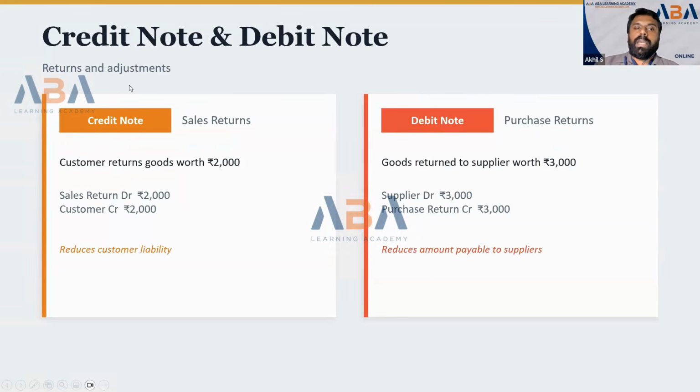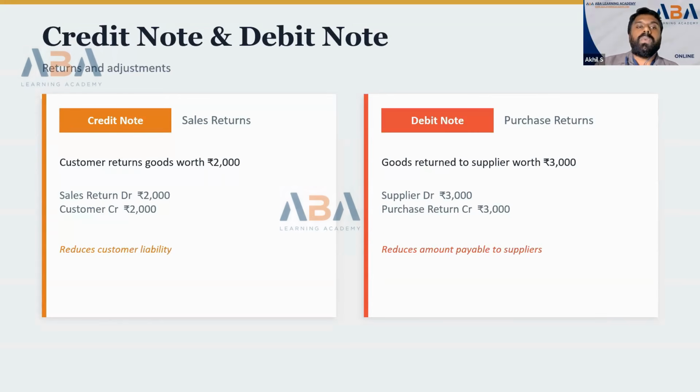The next comes debit note and credit note. It is used to post the returns and adjustments. Credit note means sales return. If you sell something and your customer is returning some goods to you, you have to post the sales return entry. In order to post a sales return entry, you have to use credit note. Say the customer returns goods worth rupees 2000. You have to debit the sales return and credit the customer. It reduces the customer liability.